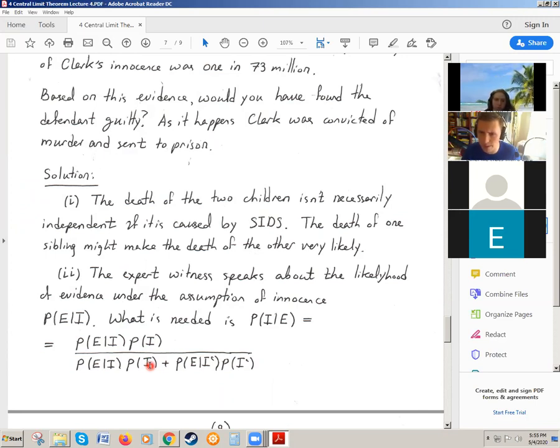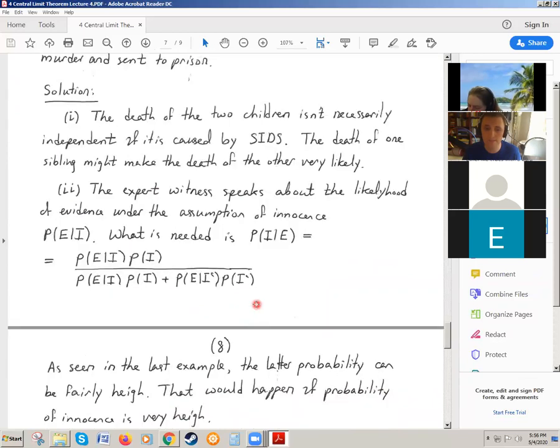You can tweak the numbers, right? If the probability of innocence, if you can calculate it, is very high, then this fraction almost looks like the numerator divided by the left part of the denominator, which almost looks like 1. Okay, make sense?